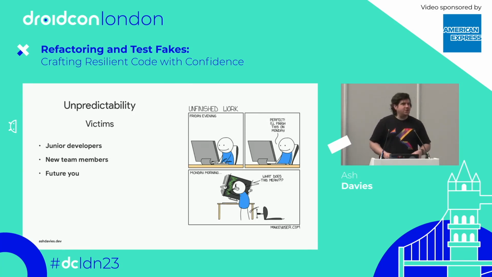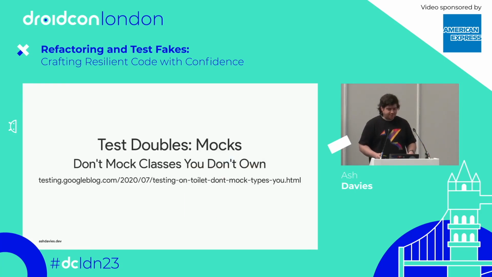If you've ever come back to your code after a weekend and cannot figure out for the life of you what it does, or even the next day or after a holiday, we've all been there. I look at my code from last week and I'm like, what was I thinking? This unpredictability really will hit you in the face.